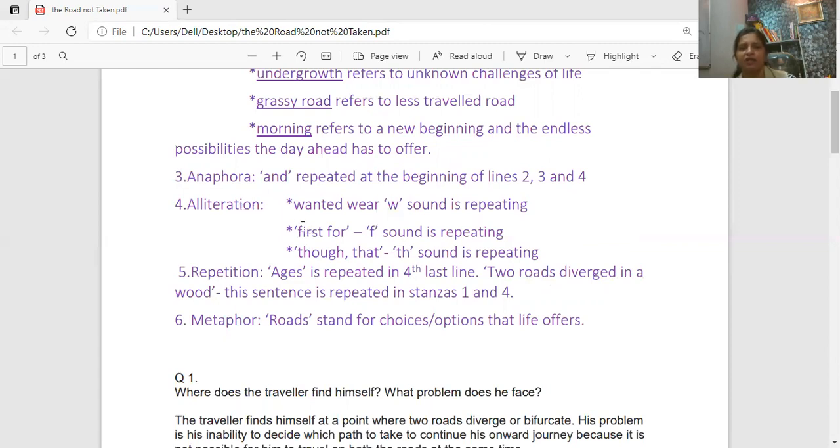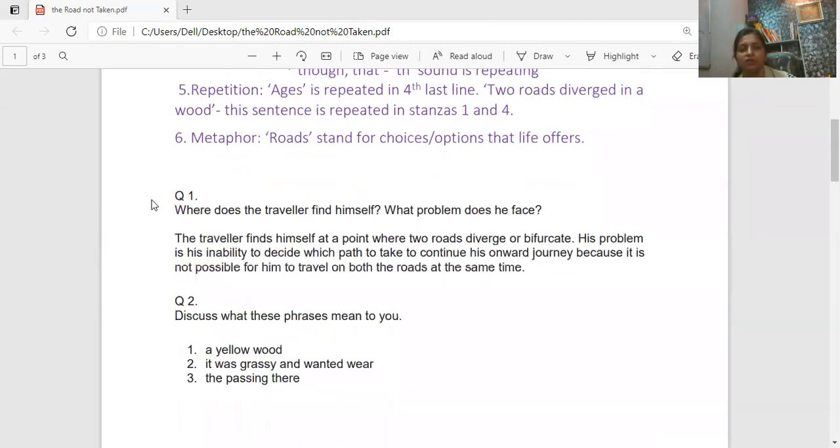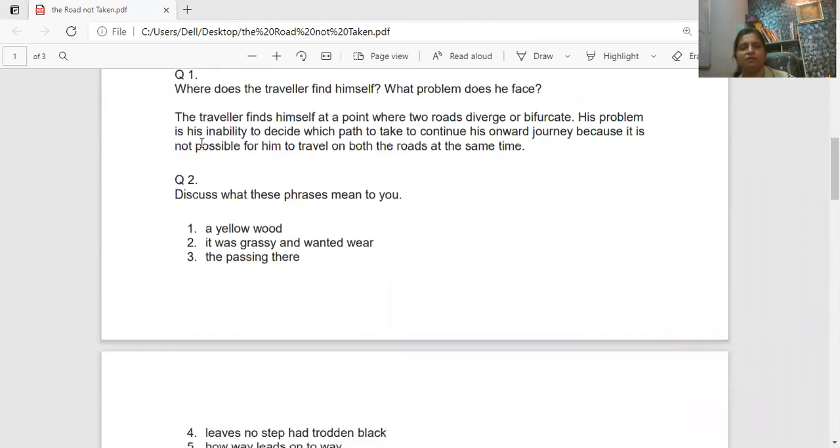So just the name of the device. If suppose you're writing alliteration, you may underline 'wanted wear'. You may underline 'first for'. So accordingly, just mention them in the textbook. Now, in the first copy, question answers which you'll be doing from here onwards, we begin with that.